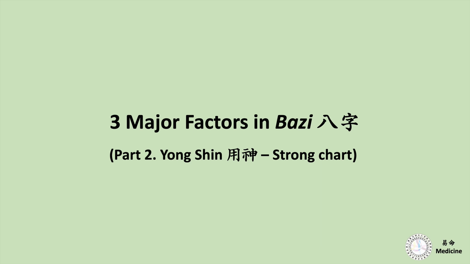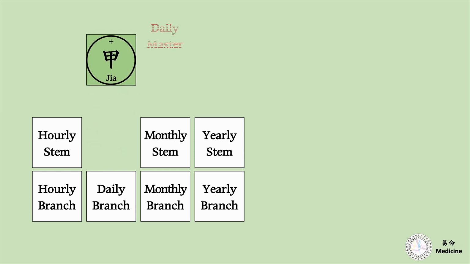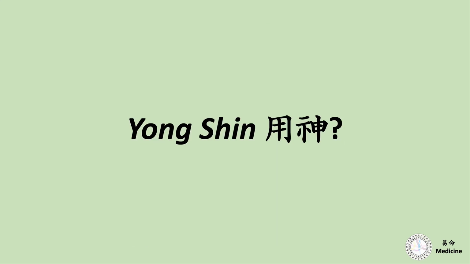Today we will discuss the last factor in reading Bazi, which is Yong Shin. Last time we talked about daily master and dominant energy. Yong Shin can be determined only after we know the relation between these two factors. So what is Yong Shin? Yong Shin is the most preferable energy in the Bazi chart, which the daily master continuously needs.